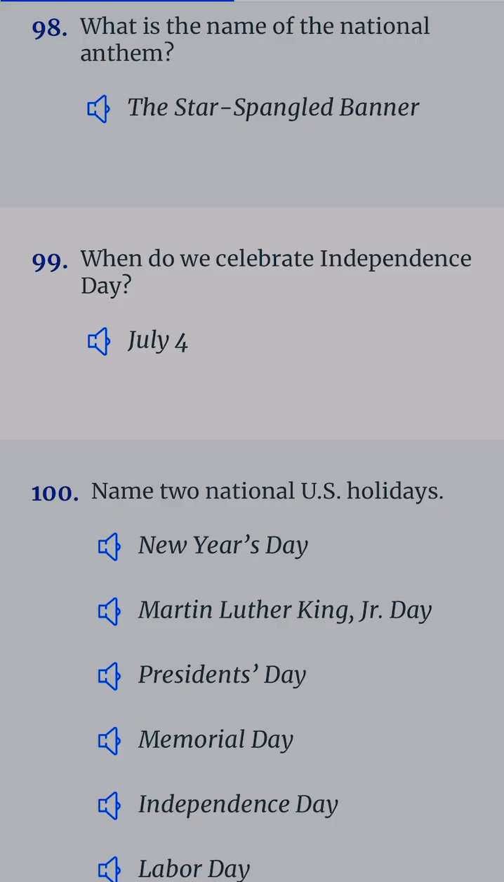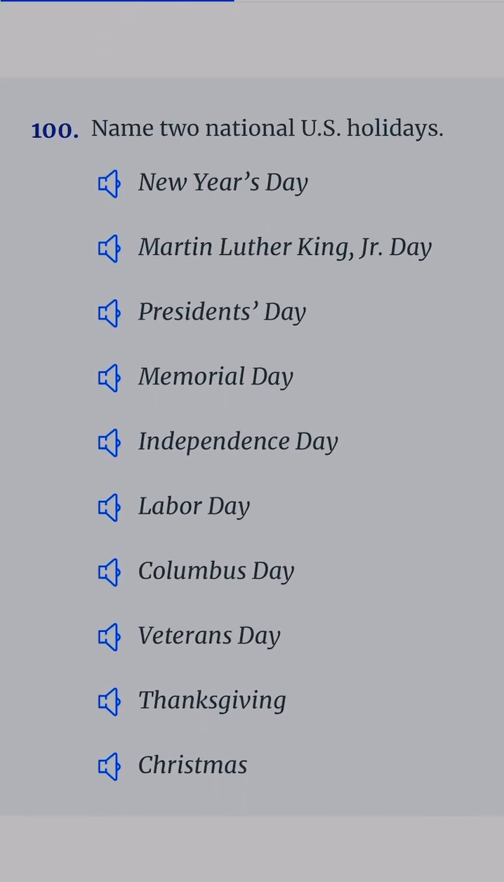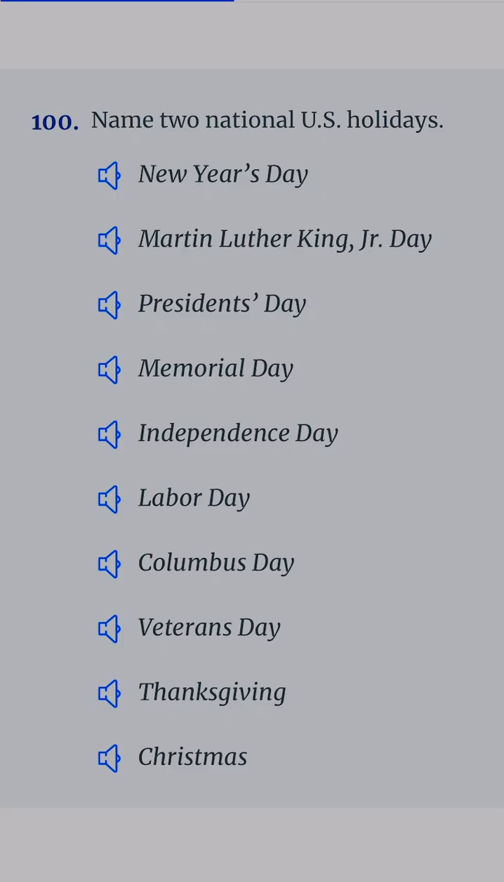When do we celebrate Independence Day? July 4th. Name two national U.S. holidays. New Year's Day, Martin Luther King Jr. Day, President's Day, Memorial Day, Independence Day, Labor Day, Columbus Day, Veterans Day, Thanksgiving, Christmas.